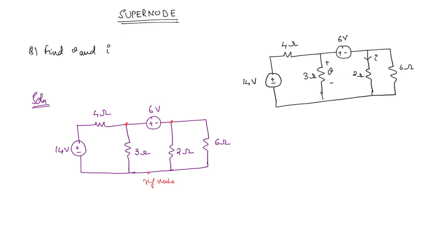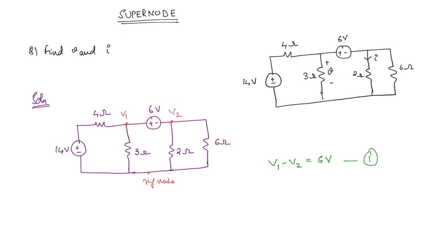So what is the voltage here? We will take it as V1 and this as V2. Now the first equation is the difference between V1 and V2. What is V1 minus V2? This is equal to the source voltage, 6 volt. So this is the first equation that we have.